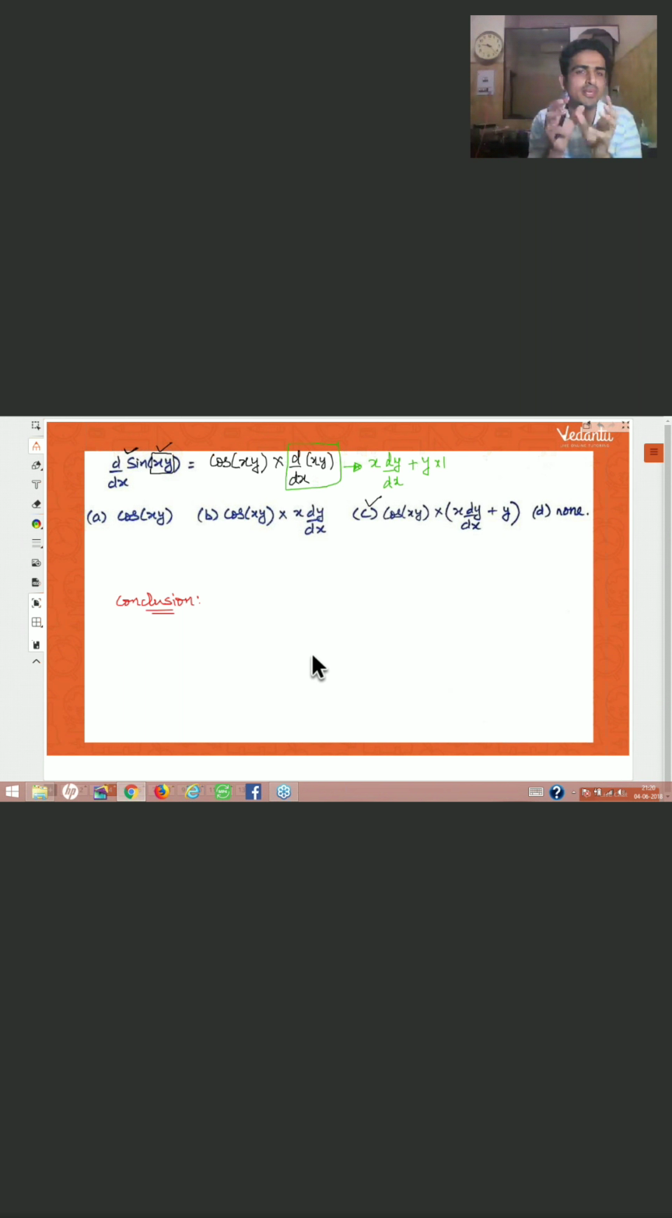When you have something really bad inside the function, if it is only sine x, the derivative is cos x. We are done. But if it is a bit bad, if it is not simple x, it is something else, then you have to go inside and take its derivative as well. That is the whole idea of chain rule.